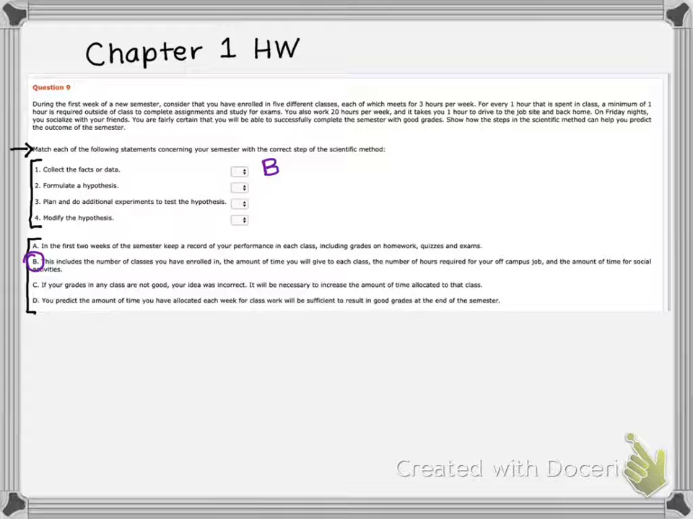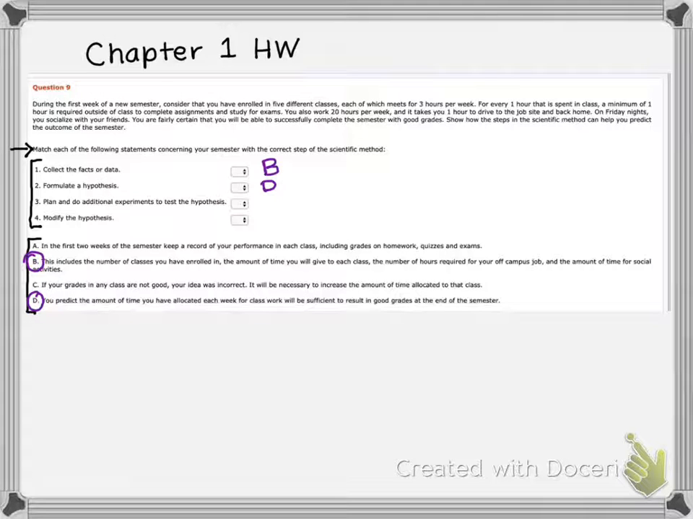So then we need a hypothesis. A hypothesis is how we think the answer should be. It's an educated guess. We know how much time we're going to plan on spending on our classes, and so we're now going to predict what would happen. We know the situation. This is what I predict. And so I think it's letter D. It says you predict the amount of time you have allocated each week for the classwork will be sufficient to result in good grades. So our hypothesis is we have allotted enough time that would result in good grades. Okay, that's what we think.